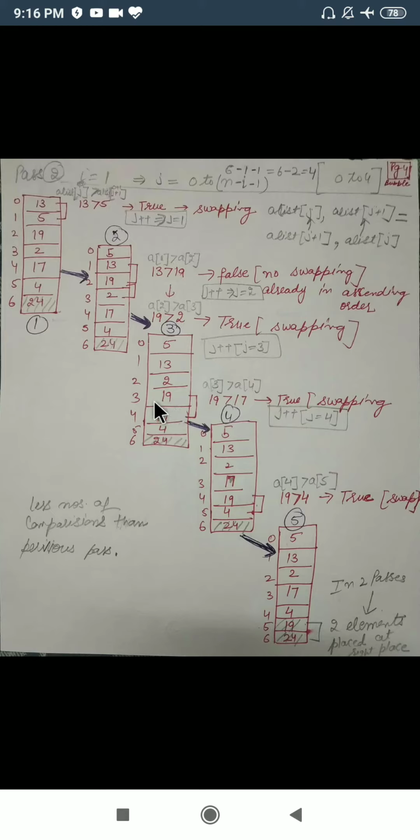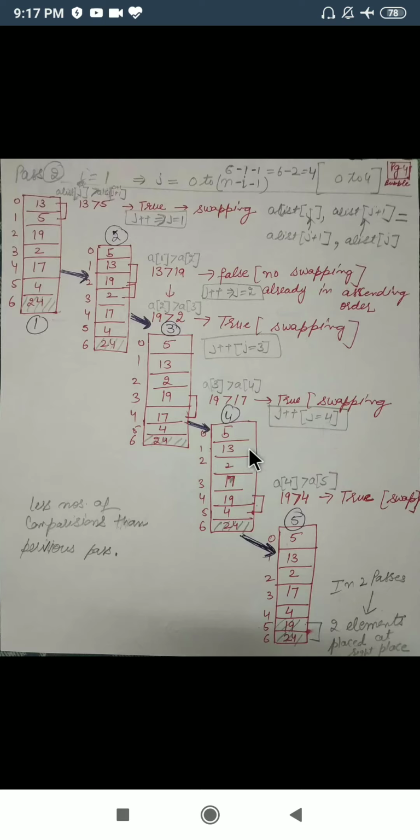Now we will compare A3 with A4. Okay, now 19 is to be compared with 17. So we found that 19 is still bigger, it has to come down. So swapping again will be done, and j also will be incremented. Initially, before that, j was 3, and after this swapping j will become 4.